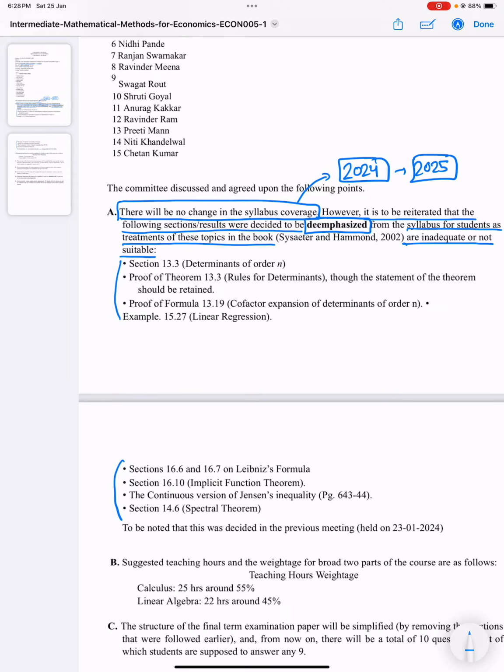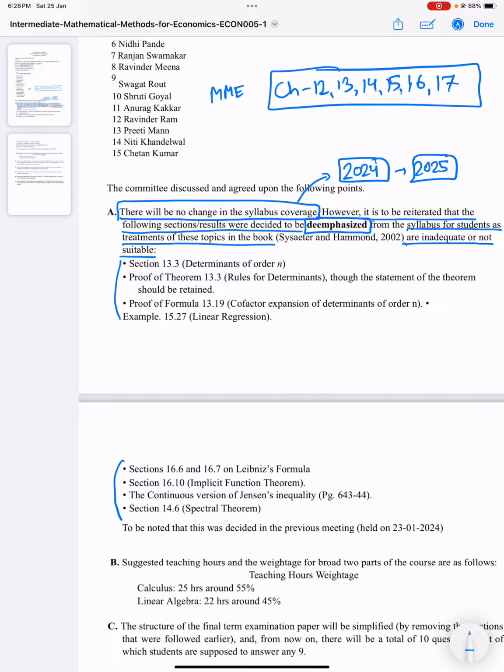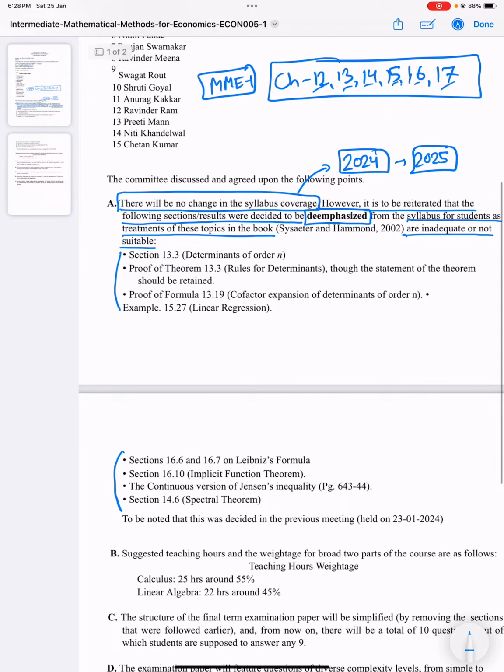So your syllabus, I'll tell you, is chapters 12, 13, 14, 15, 16 and 17 from Sydsaeter and Hammond that you have already studied for MME-1. So you studied the first 9 chapters, and 12, 13, 14, 15, 16 and 17 are for MME-2.